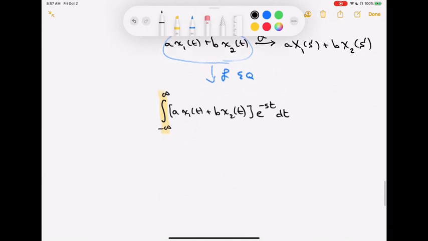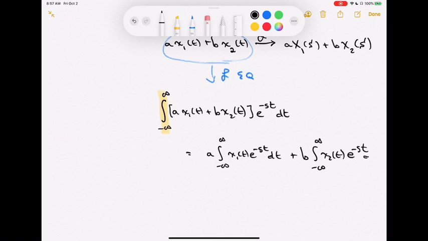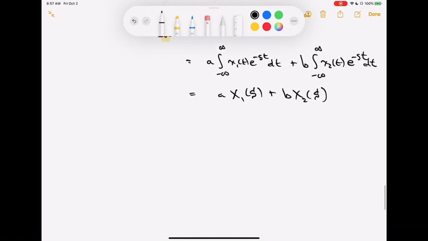All of this allows us to write this whole thing as a times the integral from minus infinity to infinity of x1 of t e to the minus st dt, plus b times the integral from minus infinity to infinity of x2 of t e to the minus st dt, which we recognize as a cap X1 of s plus b cap X2 of s. And I'm done. So a Laplace transform is a linear operator, and that's going to be useful to us.